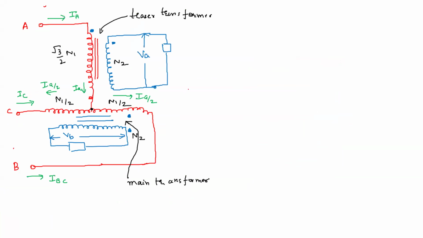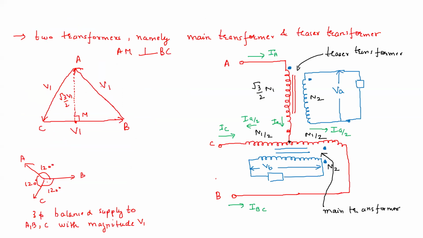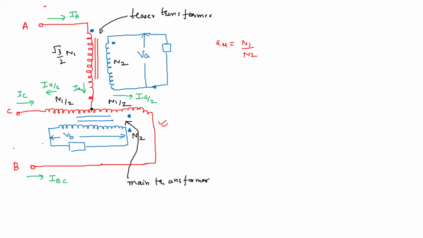First of all, this is the main transformer. In the main transformer, the turns ratio is N1 is to N2. And remember, A phase, B phase, C phase, we are all supplying V1. So you see, V1 is AB, AC, BC. All of these are V1. So here we are supplying V1.